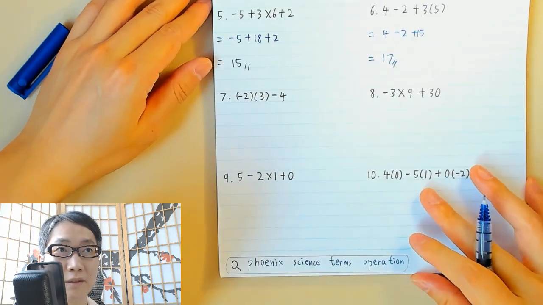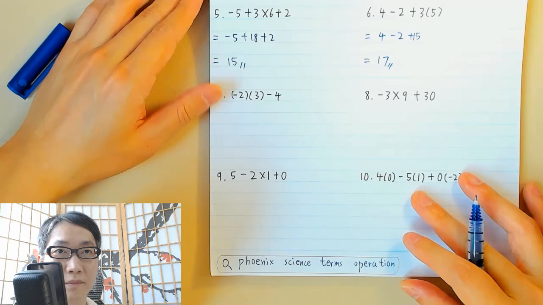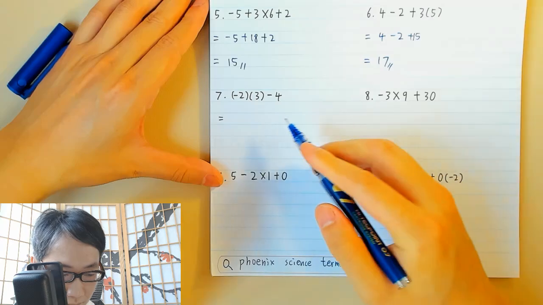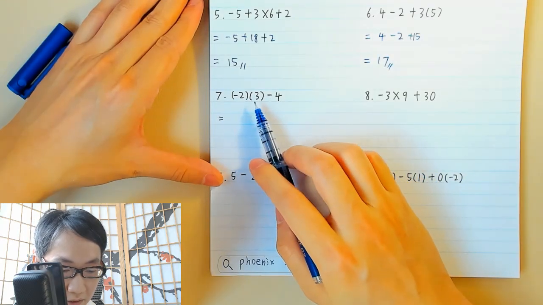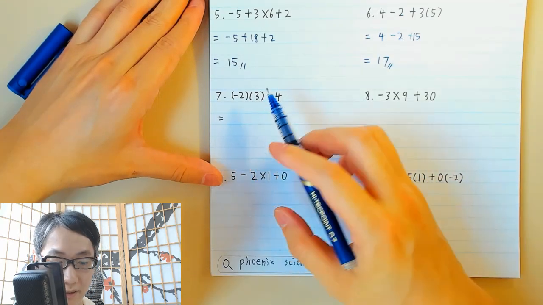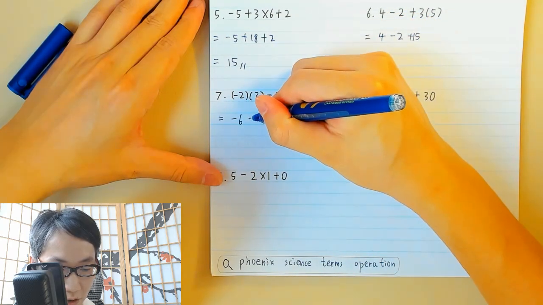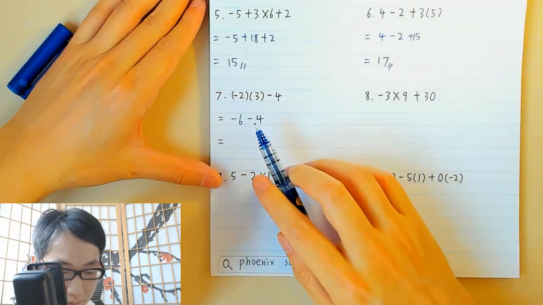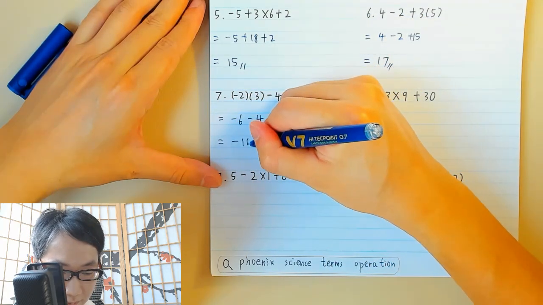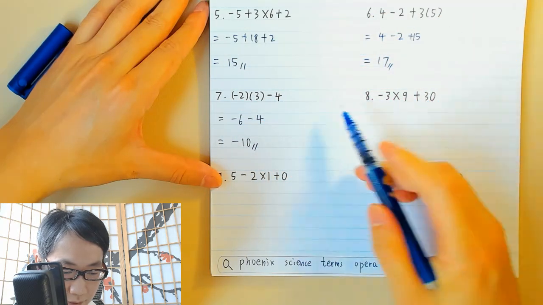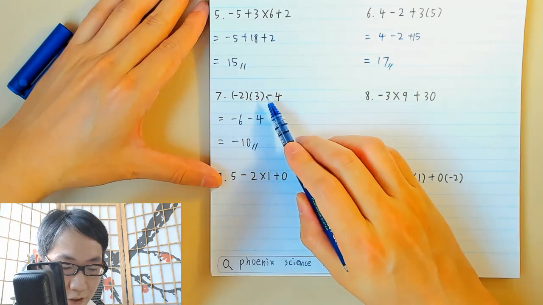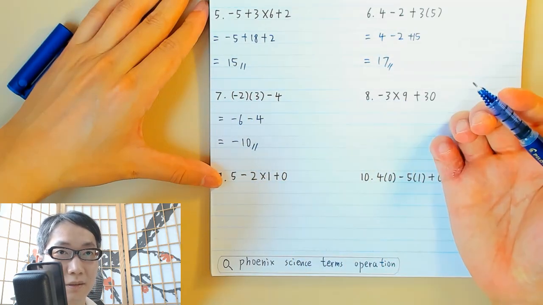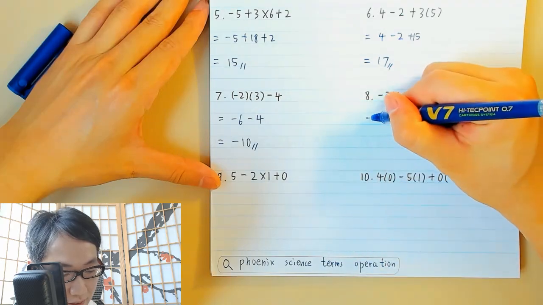Number 7. So first term negative 2 times 3. This will be a negative 6. Second term negative 4. Then will be a negative 10. So this is negative 2 executed 3 times. So 2 times 3 you know is 6. Negative 2, so negative 6. Okay. And number 8.